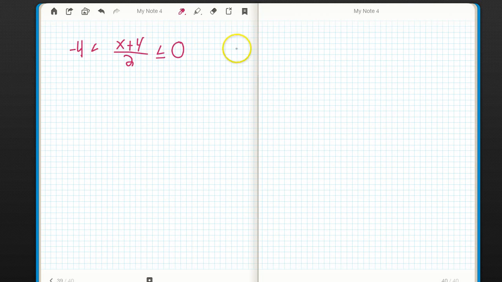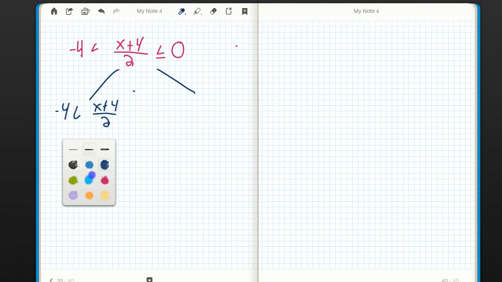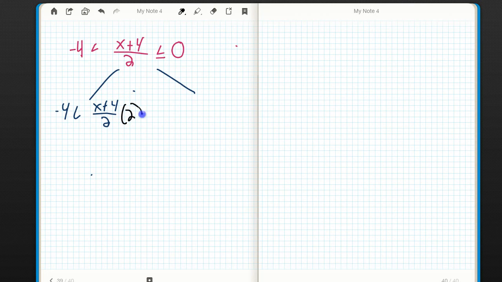So this means we need to break it up into 2 inequalities. So we have negative 4 is less than x plus 4 over 2. Let's solve this one first. Again, we need to get rid of the denominator. The best way to do that is by multiplying by 2 on both sides. So we have negative 8 is less than x plus 4. Now, we did not flip the sign because we did not multiply or divide by a negative.